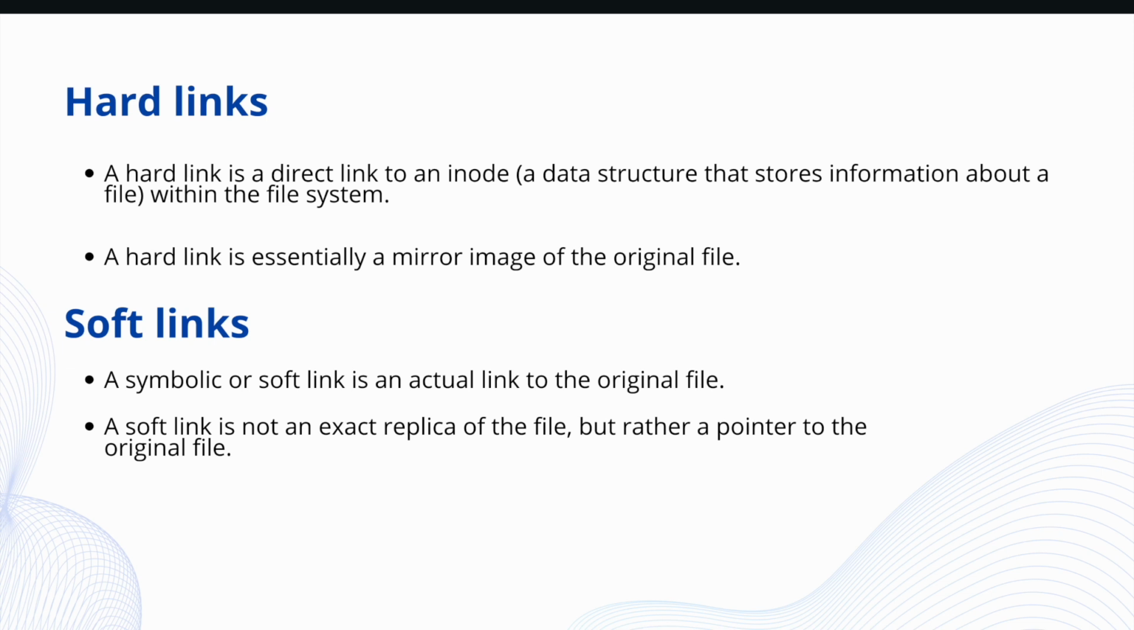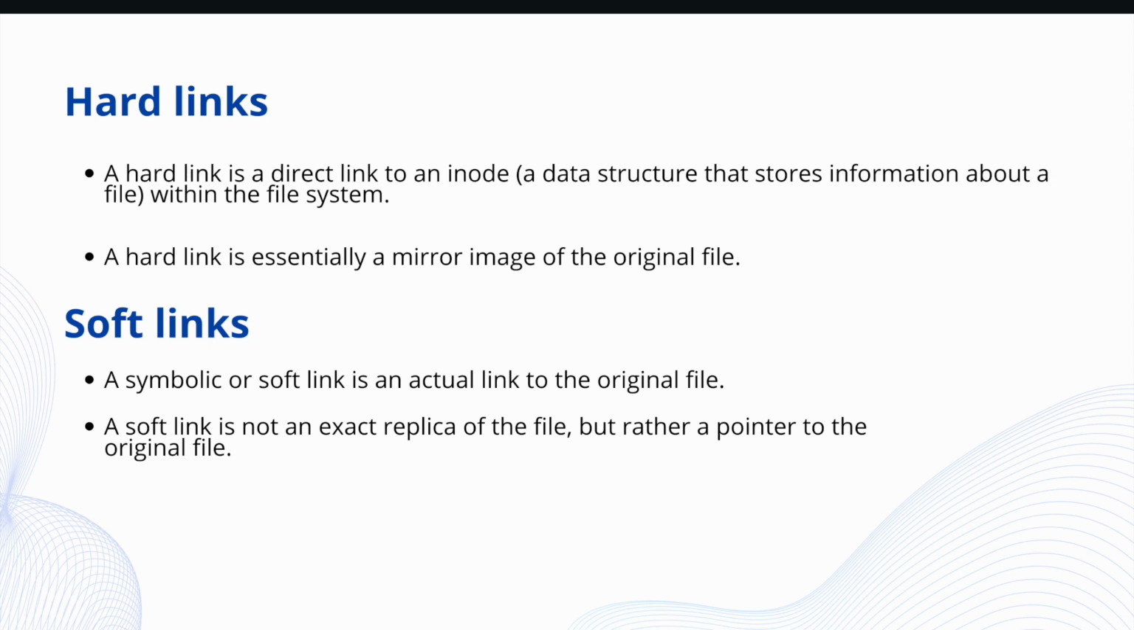A soft link, also known as a symbolic link, is basically a shortcut or pointer to a file, like the file shortcut feature in Windows. It's not an exact replica of the file, but rather a pointer to the original file. The inode values of a soft link and the source file are different. Also, you will not be able to access the contents of the soft link if you remove the actual file. But in case of a hard link, even if you remove the source file, you can access the content of the hard link.